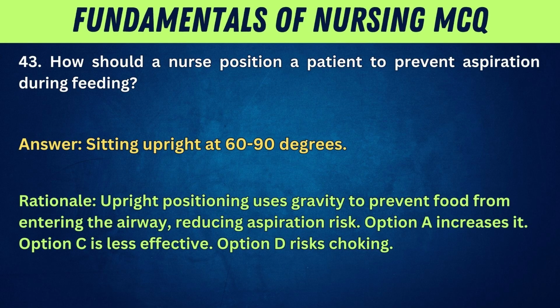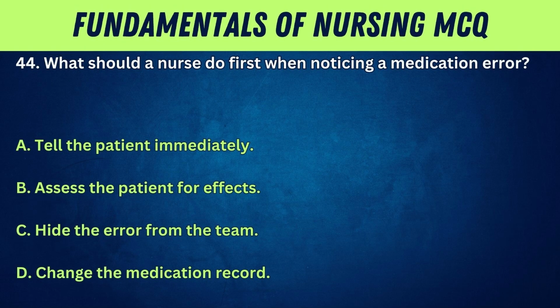Answer. Sitting upright at 60 to 90 degrees. Rationale. Upright positioning uses gravity to prevent food from entering the airway, reducing aspiration risk. Option A increases it. Option C is less effective. Option D risks choking.